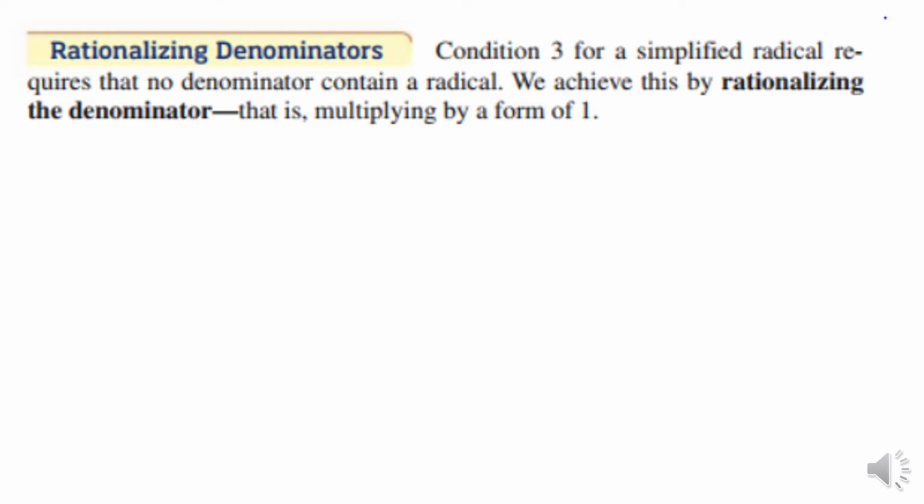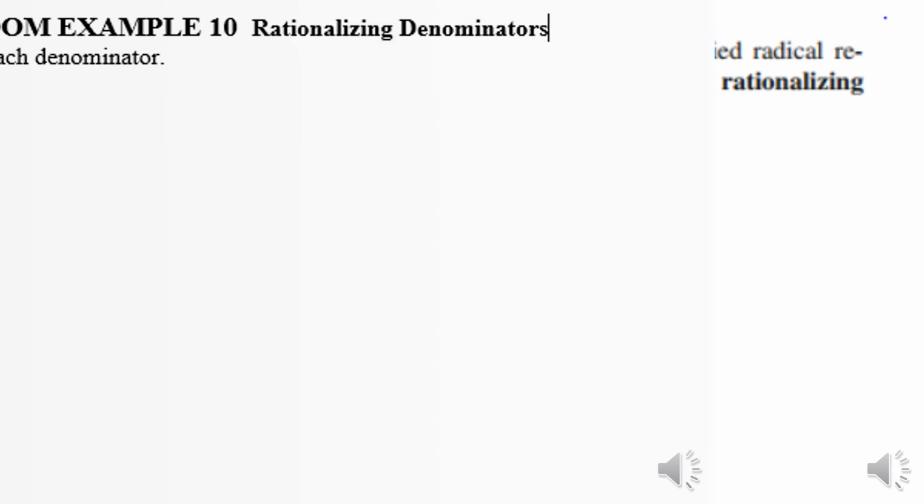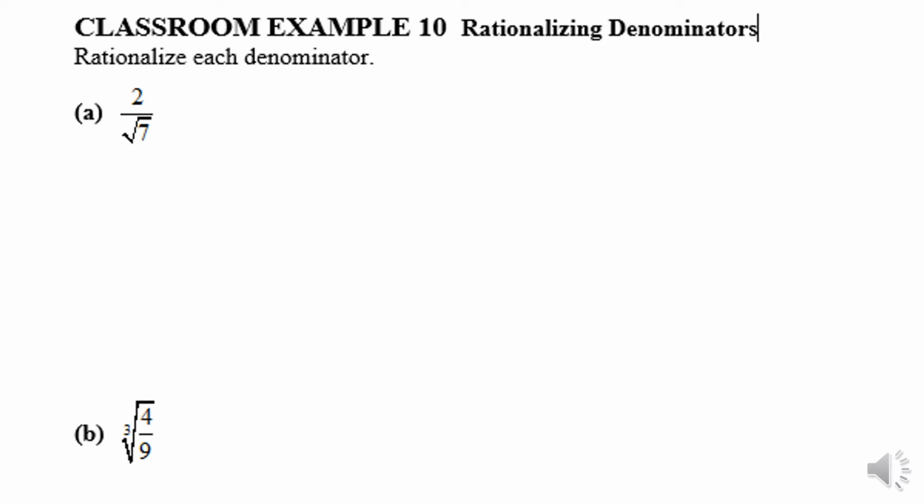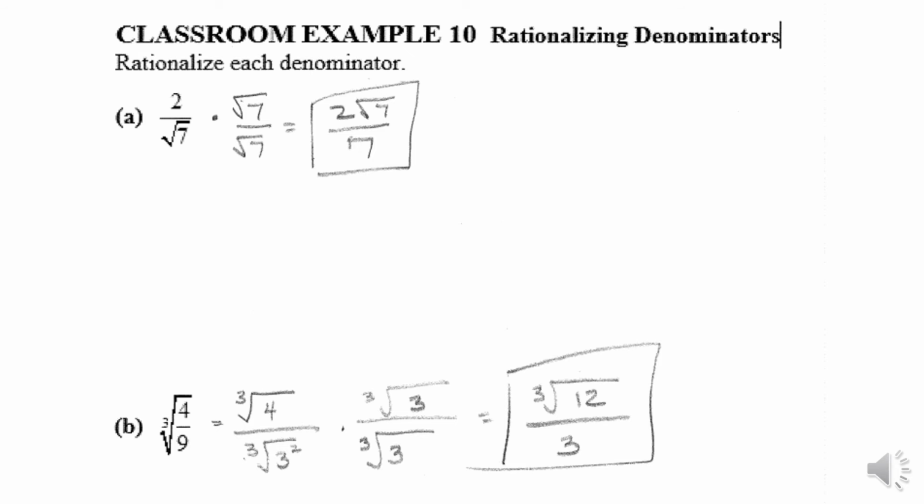Going back to the simplification model, we are looking to rationalize denominators. That means we have to multiply by some form of 1 to make that happen. Here are 2 problems that you should give a go. Let's see how you did.